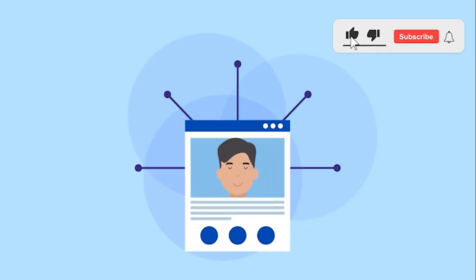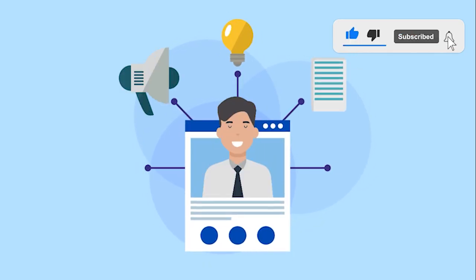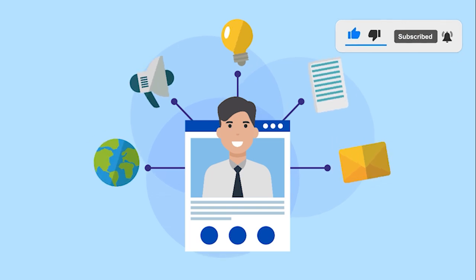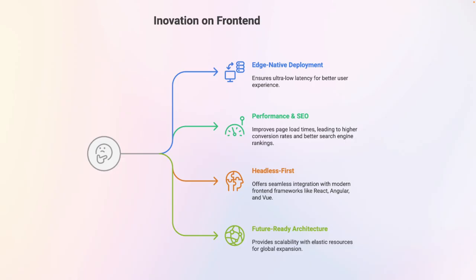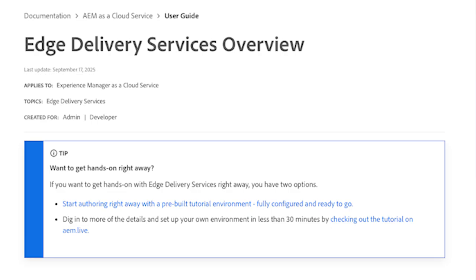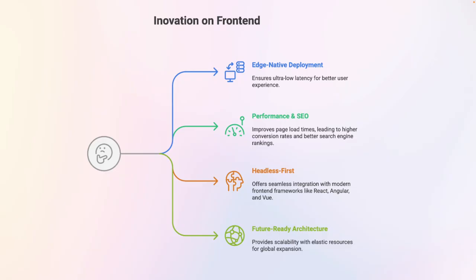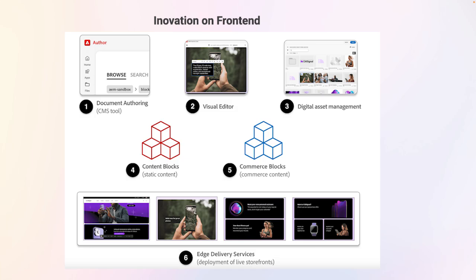Adobe Commerce as a cloud service has a ton of innovation. Let's explore those one by one. Let's talk about the innovation highlights in the storefront. First thing, edge native deployment. The next-gen storefront is deployed at the edge, which means content is delivered closer to the customer. This reduces latency and ensures a faster and more reliable shopping experience.